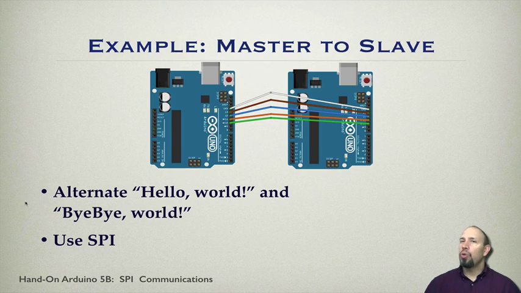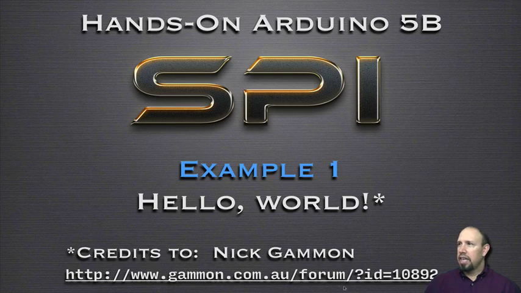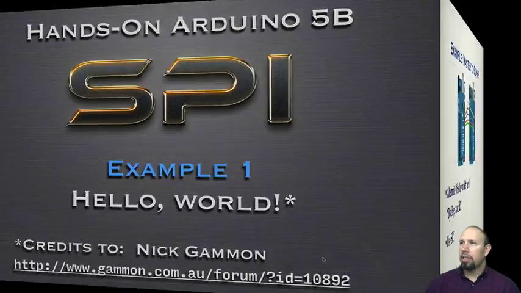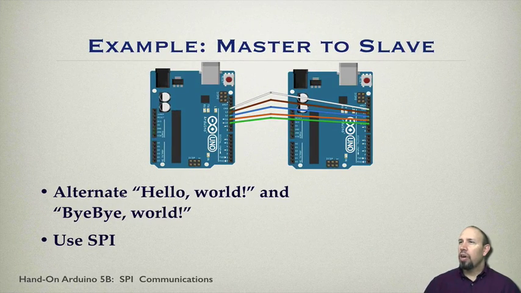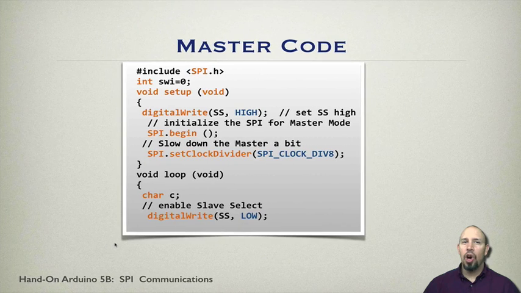Now I'm going to use Nick Gammon's program here, except I'm going to modify it a little bit. Instead of just transmitting hello world, I'm going to alternate between transmitting hello world and bye bye world, again doing that using SPI. So let's look at the code.